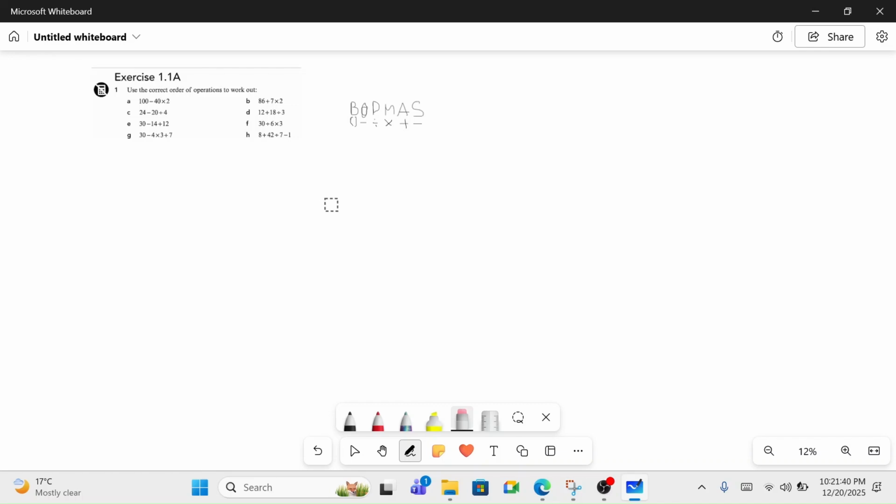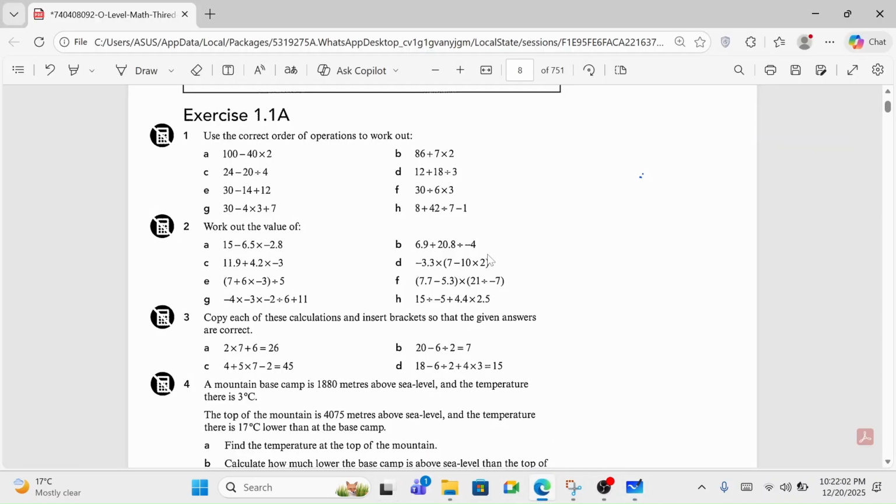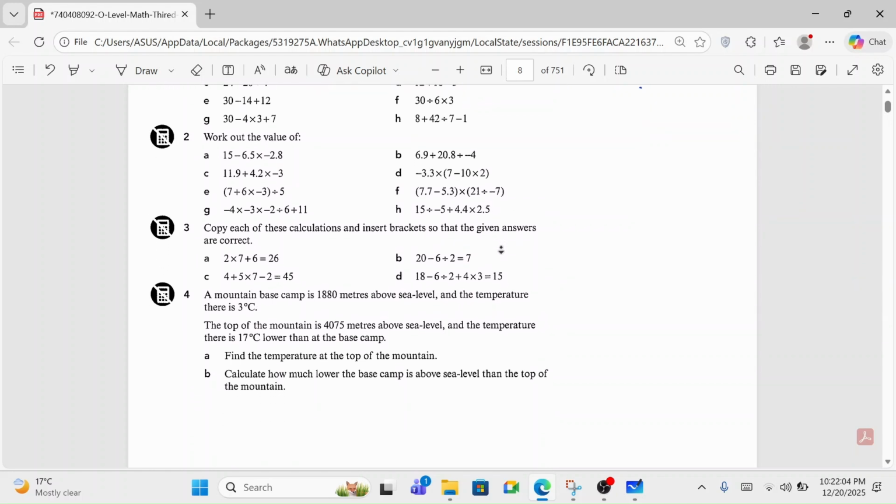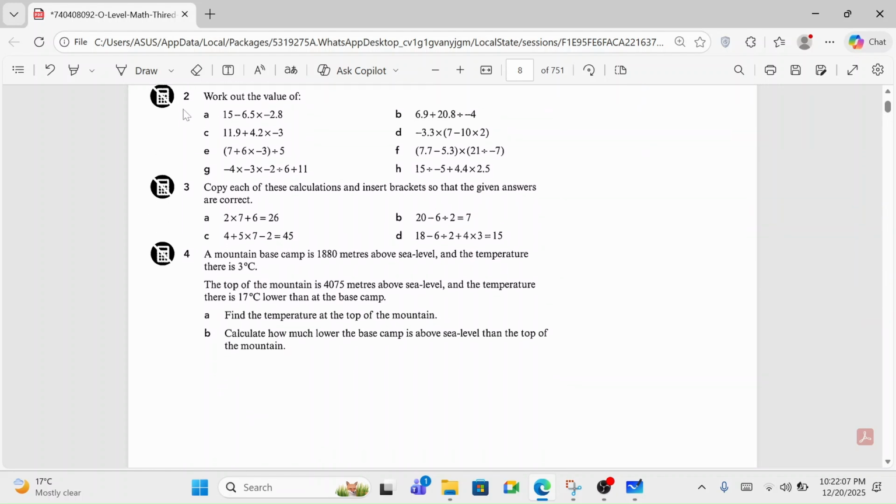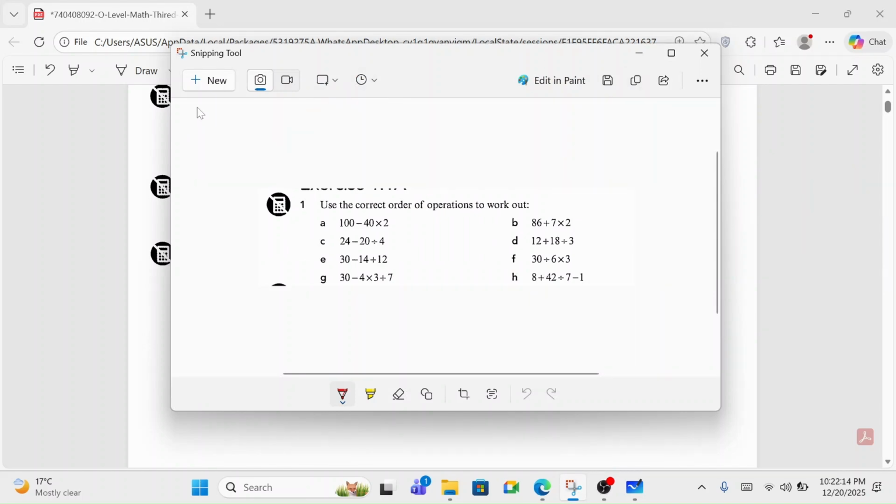So now let's proceed to the next one. Let's get rid of this one. And then get rid of this one. Okay, so now number 2: work out the value of. Some of these have brackets, which I shall show how to work with.